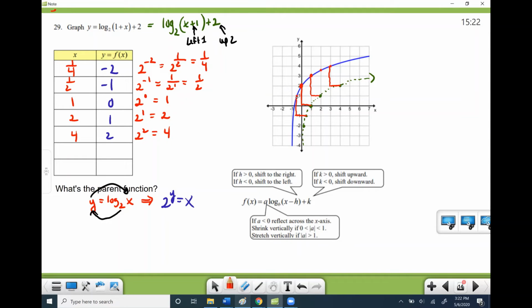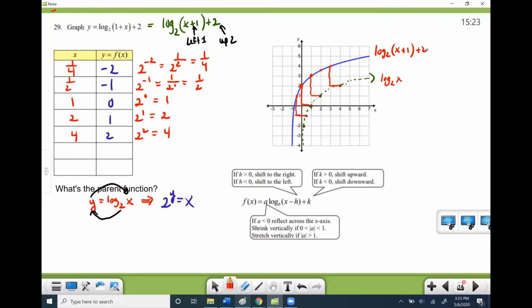Okay? So let's recap the second half of it. Once you got the parent function and you wrote them as an exponential, you picked y values, and this was such easy math to do. Look how quickly we blazed through that. And so then you just graph those points, knowing that that's not the final answer. That's log base 2 of x. The final answer is log base 2 of x plus 1, plus 2, right?